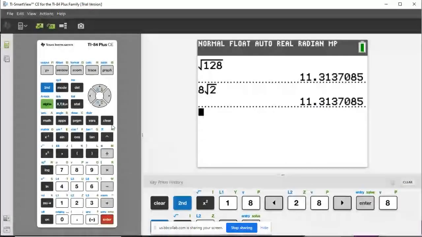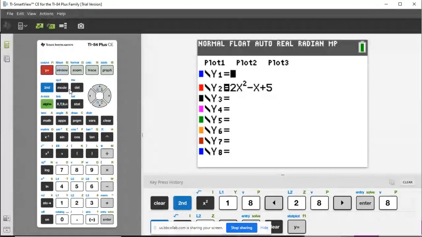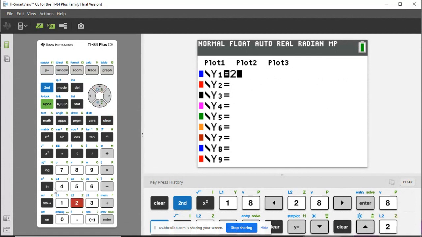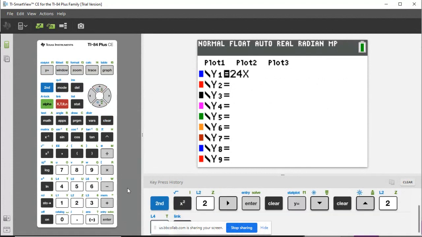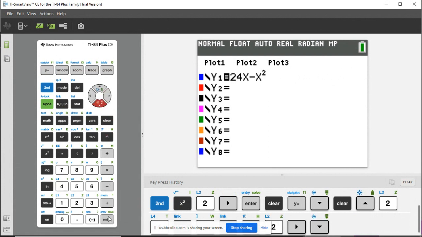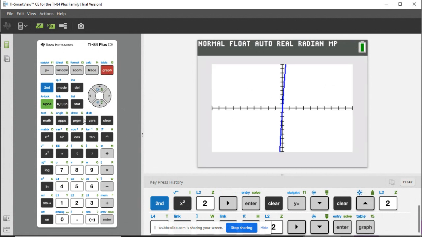All right, we're going to graph this in the calculator. Go to Y equals, and I'm going to clear everything here. So I will have 24x minus x squared. For the square, you can use the x squared button directly, or you can use the power button, power of 2, which gives you the same. And we hit enter, so we're going to graph that.